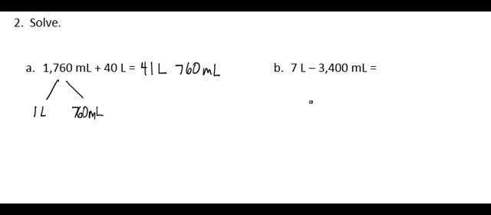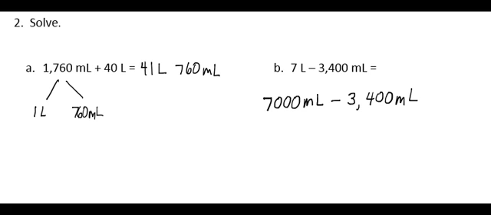Now let's look at this next question. It says 7 liters minus 3,400 milliliters. We could solve this a couple different ways. I'm going to look at the 7 liters as 7,000 milliliters, and from that I'll take the 3,400 milliliters.